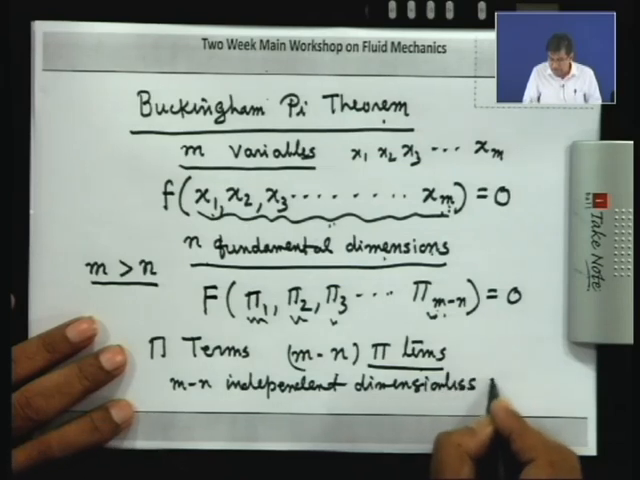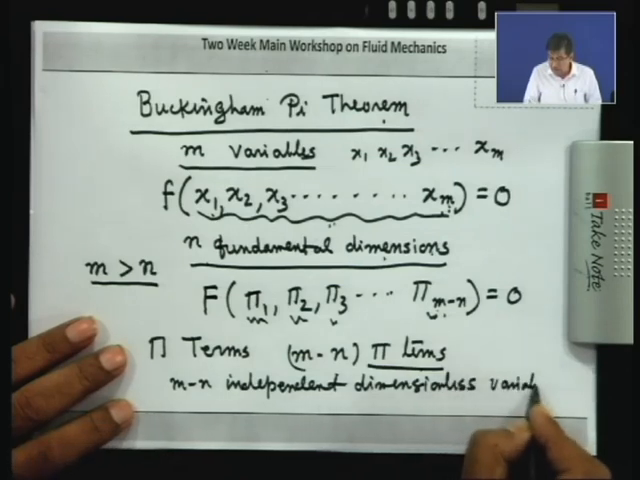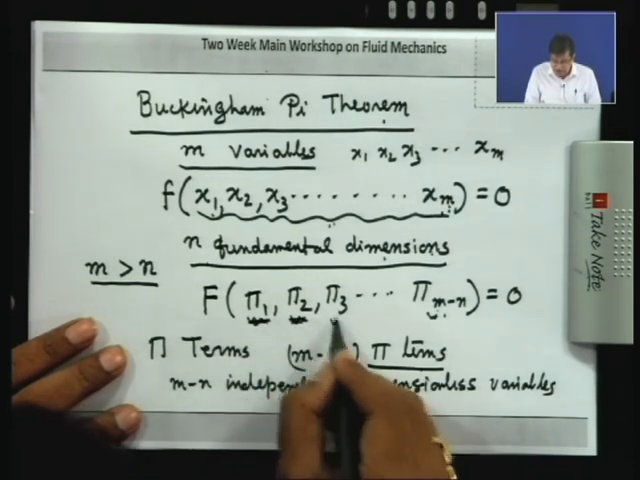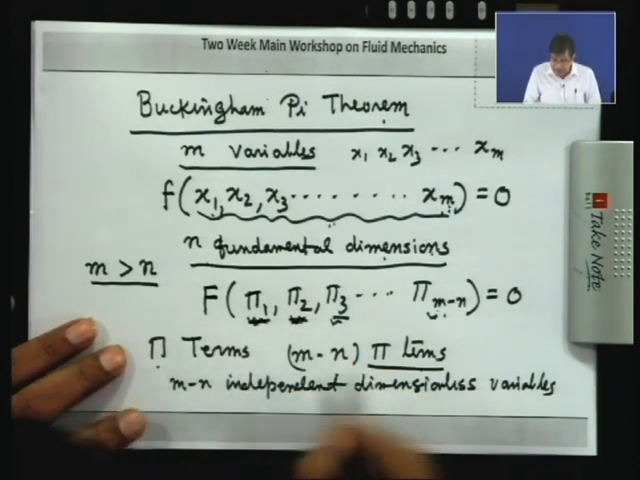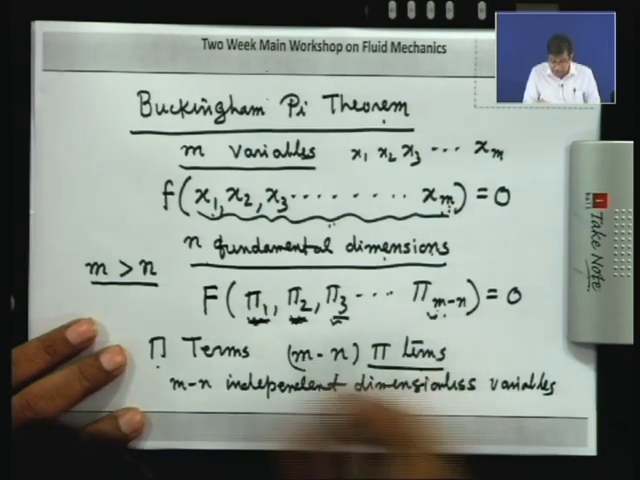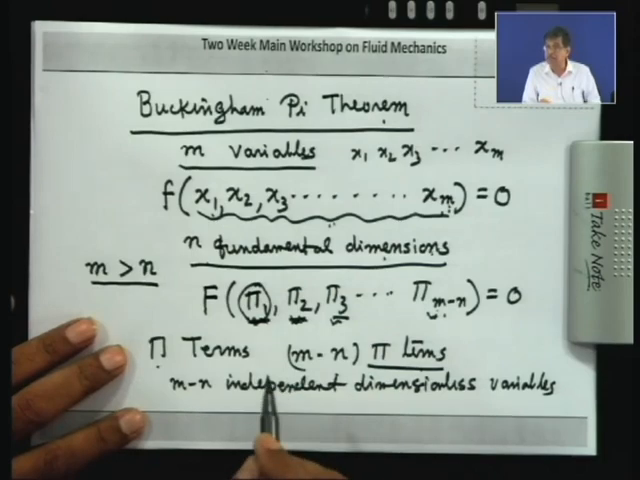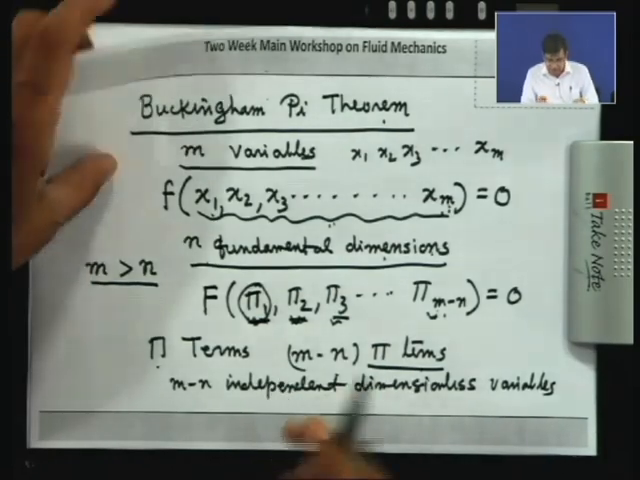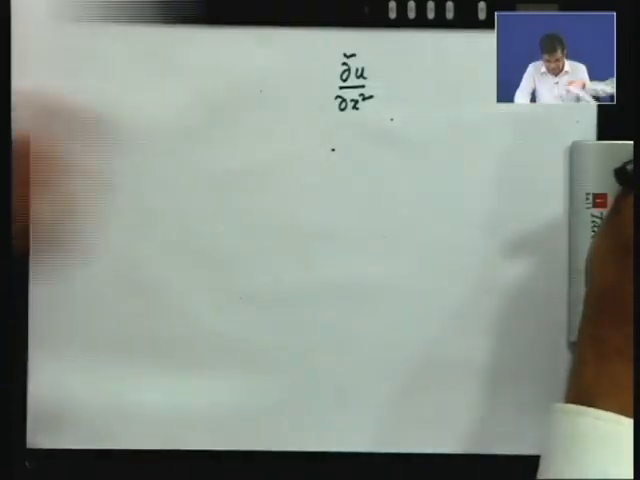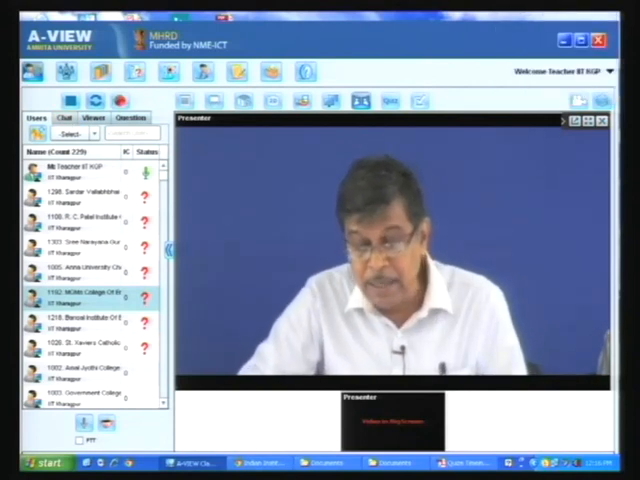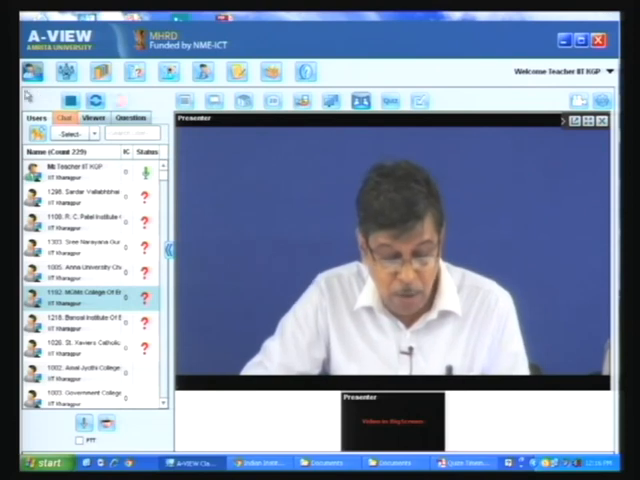So the number of variables is reduced in terms of dimensionless variables, and each dimensionless variable or term is known as a pi term. There will be m minus n pi terms, and each pi term is some combination of the problem variables. Okay. Now, with this I will tell you how to find out these pi terms.